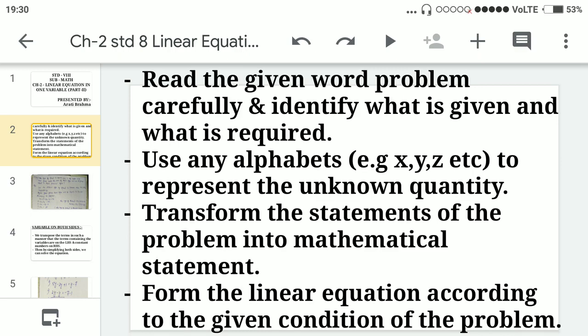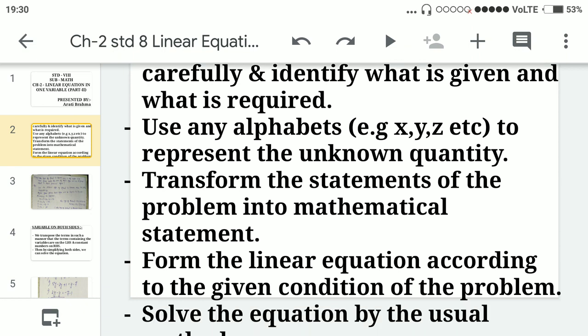Then use any alphabet to represent the unknown quantity, like x, y and z. Since it is a linear equation in one variable, you have to choose any variable. You can take any alphabet, x, y, z, w, whatever you want. Then transform the statement of the problem into a mathematical statement. Whatever is given to you in the word problem, first of all you have to convert that part into a mathematical statement, then only you are able to find the answer.